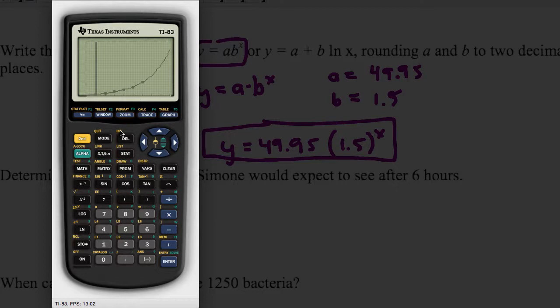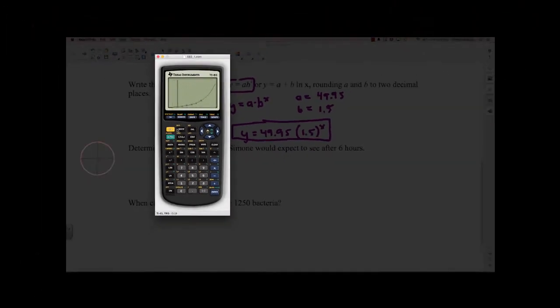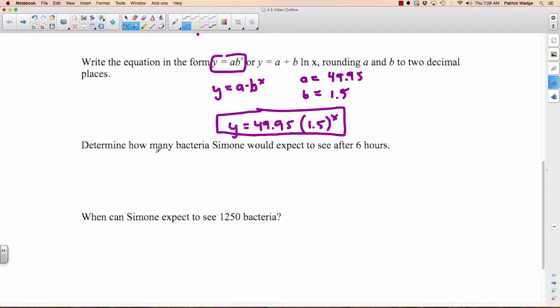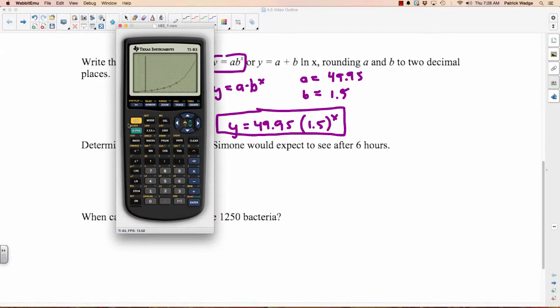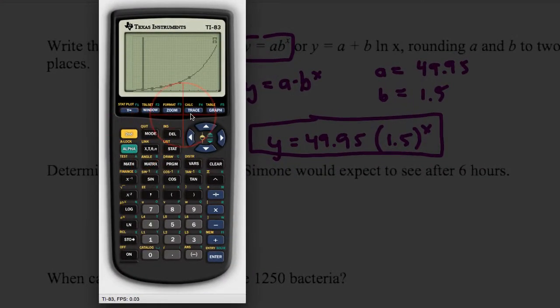Excellent. So again, what I wanted to know for the next question is determine how many bacteria Simone would expect to see after 6 hours. So in this case, x equals 6, and we want to know what y equals. So you could just put 6 in here and solve 1.5 to the 6th power, get that answer, and then multiply by 49.95. But remember, we can get the calculator to do this for us. We hit second, trace. We want a value, so 1, and we want to know when x equals 6.